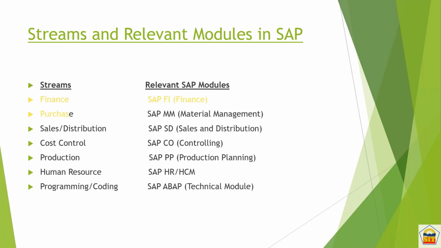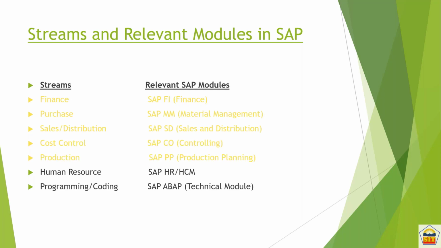Then, as I just shared with you, we have multiple functional areas in real time, and for each of the functional areas, SAP has given us a module. Here I have covered some of the modules, because we have so many modules. These modules are divided into two parts: one is the functional module, the second is the technical module. In the functional module, we don't require any coding or programming skill, whereas in the technical module, we should have programming or coding skill.